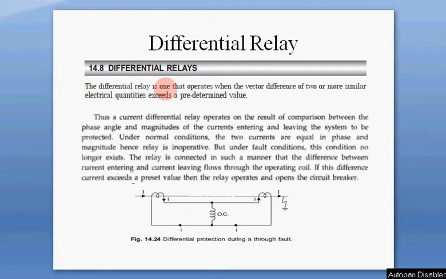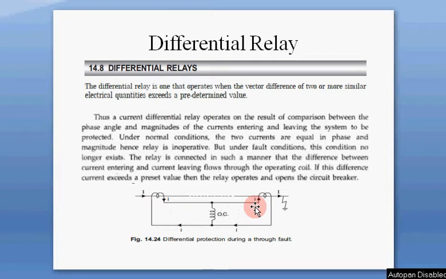So guys, in this lecture we will see the differential relay. As the name suggests, differential means we need two or more similar electrical quantities whose difference should be there. If there is a difference and it exceeds a predefined value, the relay will operate. So this is the simplest differential relay.